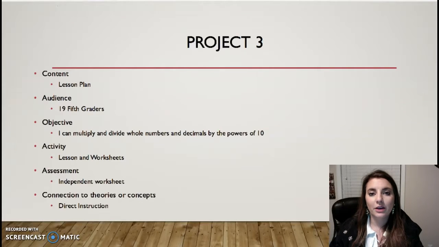For my Project 3, the content will be my lesson plan. My audience is 19 fifth graders. My objective is I can multiply and divide whole numbers and decimals by the powers of 10. Our activity will be a lesson and a worksheet. The assessment will be an independent worksheet, and the connection to theories or concepts will be direct instruction.